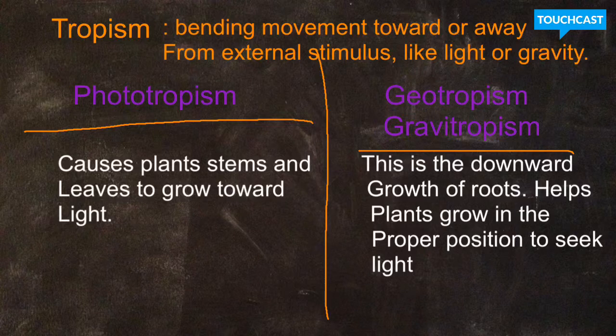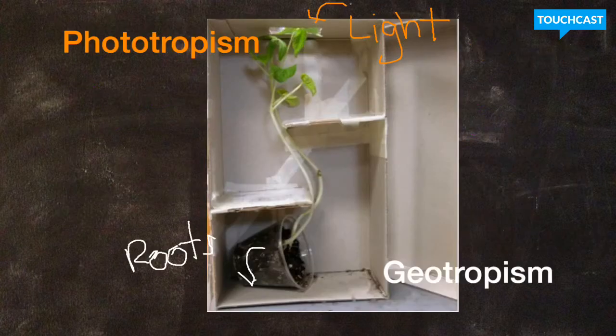Then geotropism, or gravity tropism, is the downward growth of roots. They go towards gravity, down. This helps the plant grow in the proper position to seek light.